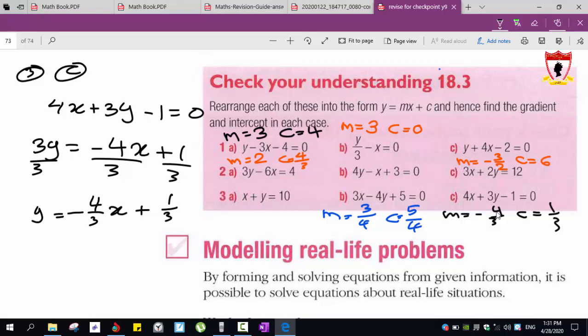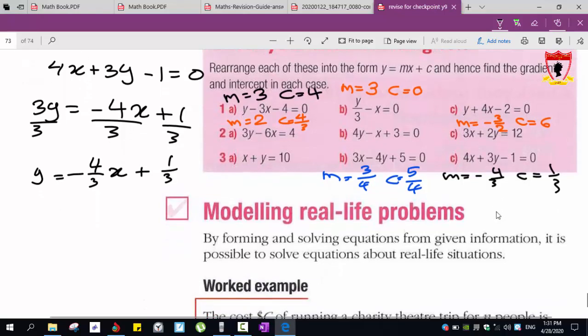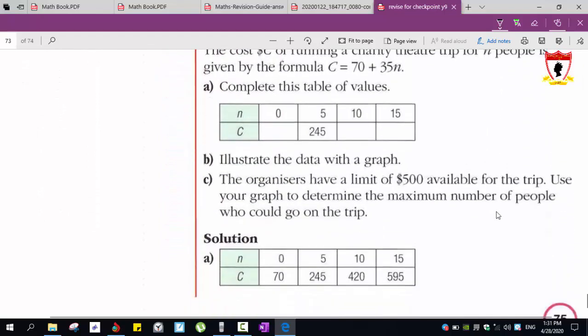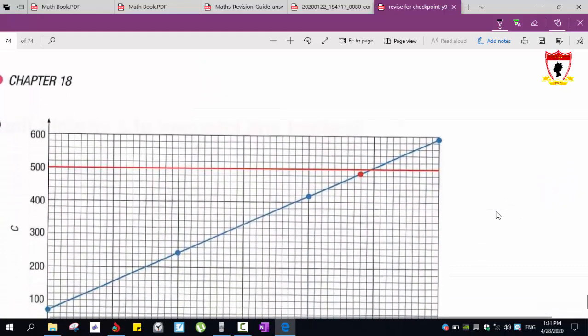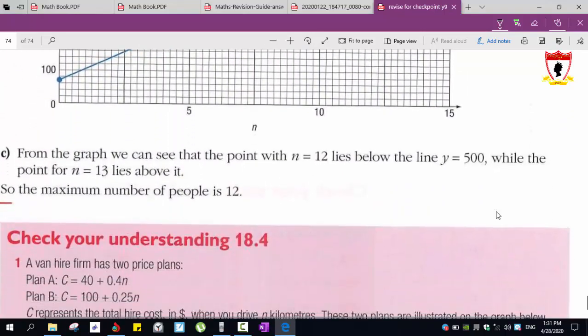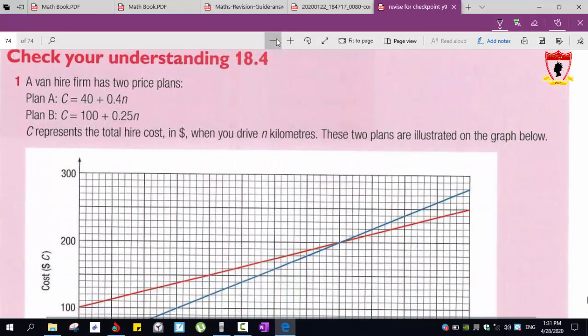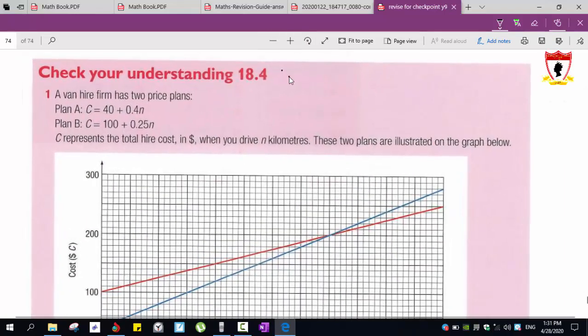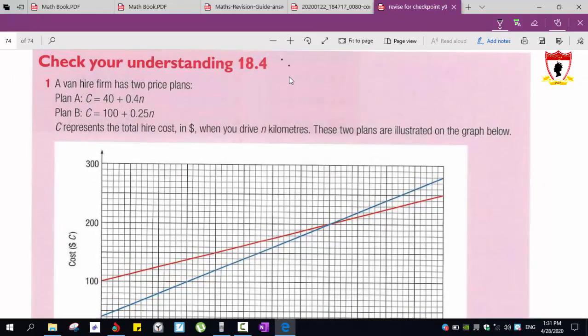So check your understanding. 18.3 is done. Now let's move on to modeling real life problems. Here is a very good worked example. Now this question is a very nice question. A van hire firm has two price plans. Plan A is C, which stands for the cost, equals 40 plus 0.4 times n. n is the number of kilometers. Plan B is C equals 100 plus 0.25 times n. Then C is the cost, n is the number of kilometers.